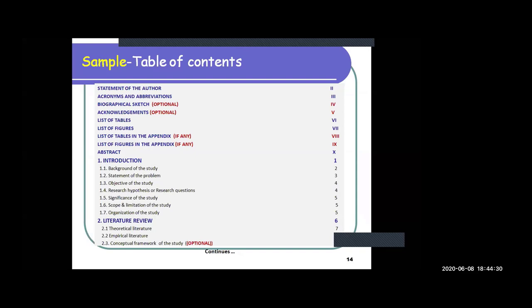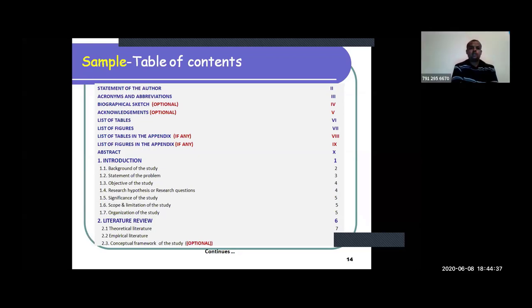Can you once briefly explain what empirical and conceptual literature is?